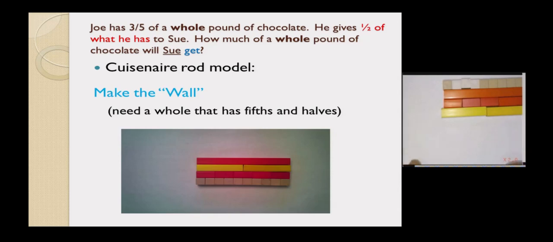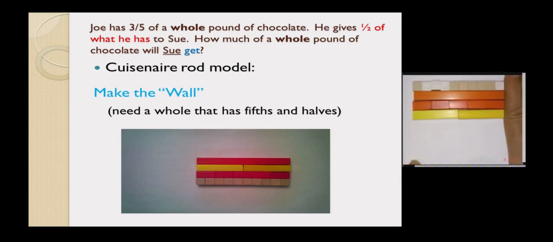So there is the wall. And again, it doesn't matter exactly what order this is in, but this is showing the wholes. This is showing the fifths because it takes 5 to make the whole. This is showing a half, and these are showing the little blocks that we're going to use to measure to make that up. Now notice that this is the same wall you do for addition and subtraction.